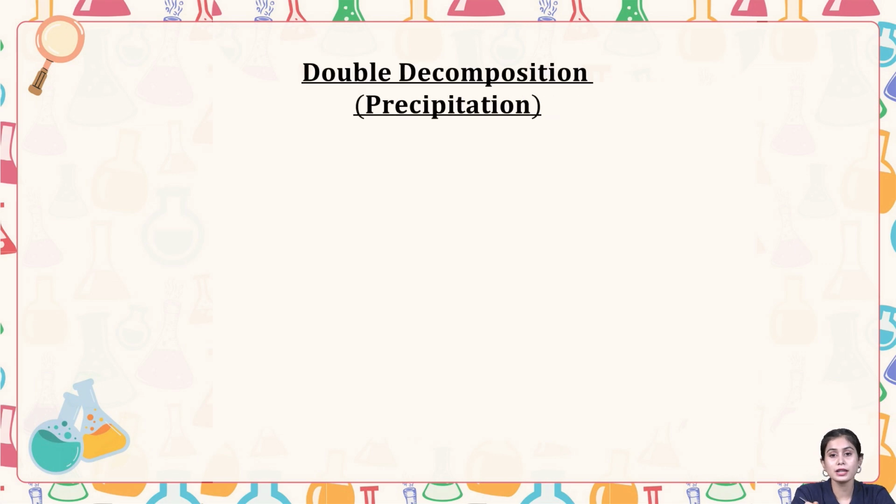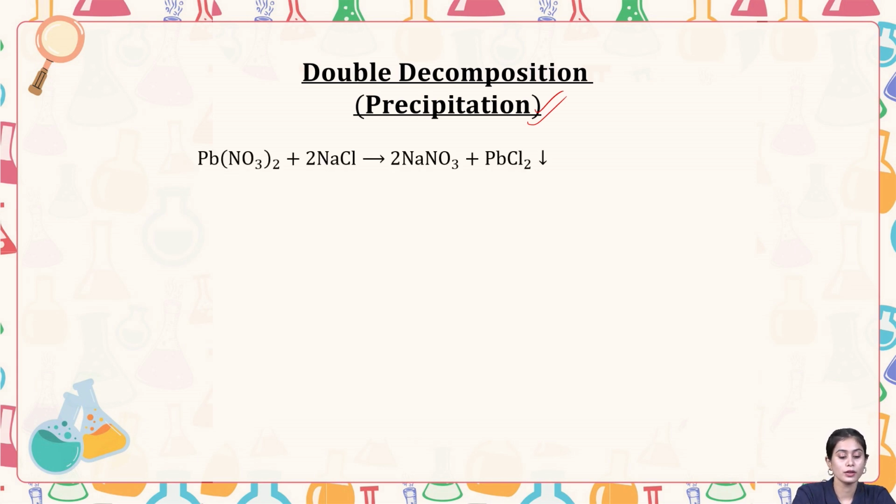Let's move on to double decomposition reaction where every time you will see the formation of a precipitate. Simple, a precipitate will be formed. So lead nitrate plus your NaCl, correct, will give me what? NaNO3, sodium nitrate plus lead chloride, PbCl2. Now how double displacement?